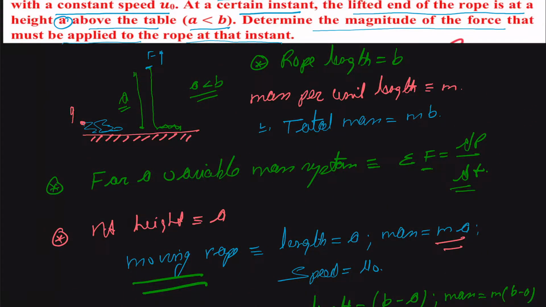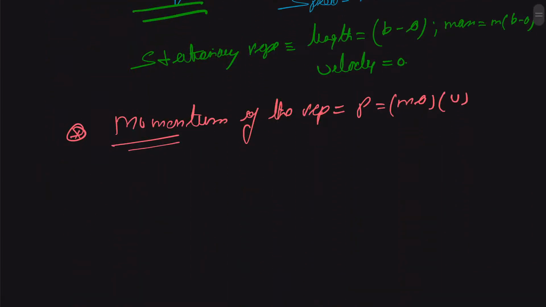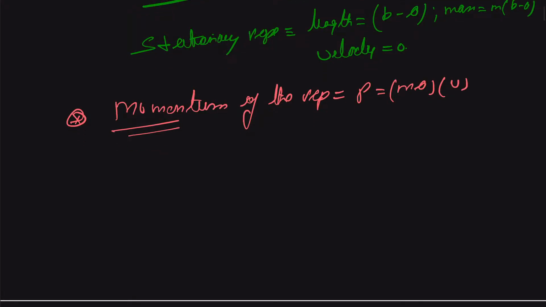Okay, A is the length of the rope, and we are interested in finding out the rate of change of momentum. So we simply differentiate it. So we get this as dP by dt will be equal to our velocity, which is given to us as u0.